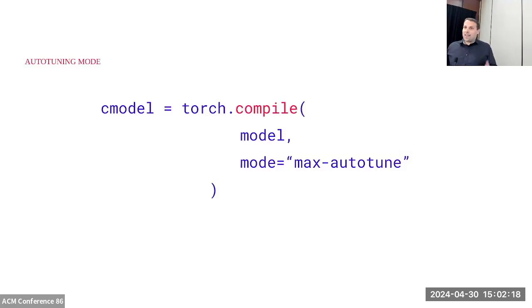This isn't TVM style auto-tuning that takes 5 hours. When we talk about auto-tuning, we're talking about like 5 seconds, not 5 hours. You know, this is per kernel, and so the number of kernels adds up. So this can basically trade off compile time for performance. We also have a reduced overhead mode, which helps for small models.